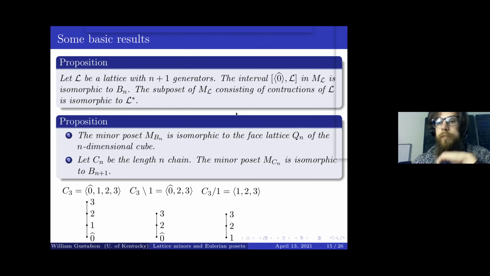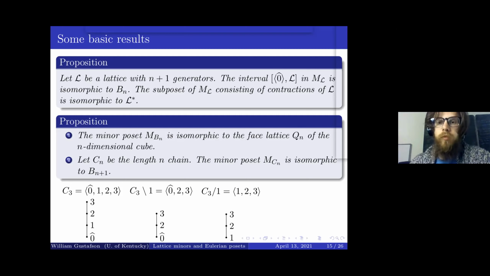So the first one says if we look at this interval from the minimal element up to the top, which is going to consist of exactly the deletions of L, because whenever you contract, you need to move the bottom element, this interval is isomorphic to the Boolean algebra. Okay, and then if you look at just the contractions, which is not going to be an interval, this subposet is isomorphic to the dual of the lattice. So you can just think that when you contract, you're going down by moving the bottom element up. So that's why it shows up as the lattice dual.